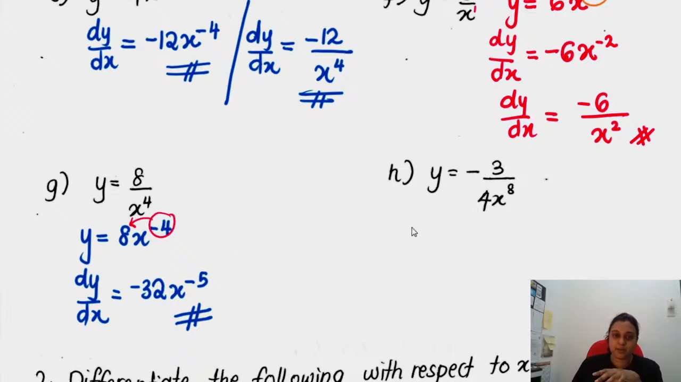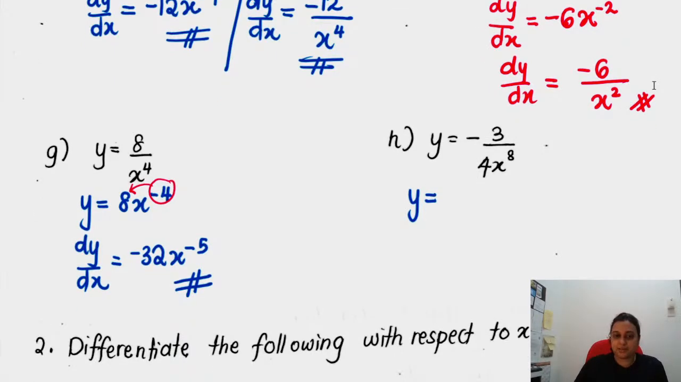The last one. This one might look a little bit tricky. At the bottom, there is 4 and there is x to the power of 8. So which one should I bring to the top? Should I bring only the x to the power of 8, or should I bring both 4x to the power of 8?